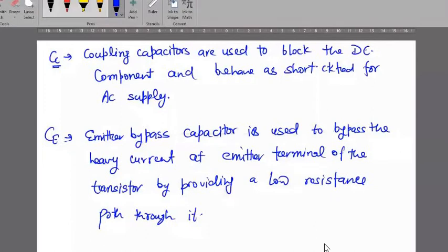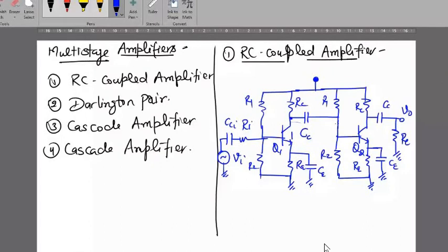Okay, so fine. This is the first, the RC coupled amplifier. If the gain of the first stage is beta 1 and this is beta 2, I hope you can calculate the output of transistor 1 and the total output of this circuit by your analysis.